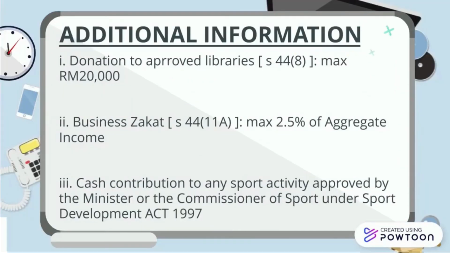Next, one of the approved donations is donation to approved libraries. It can be deducted if the amount of cash contribution does not exceed 20,000 ringgit Malaysia. For the business zakat, it shall be given tax deduction. The deduction will be the lower of 2.5% of aggregate income. A cash contribution to any sport activity approved by the Minister or the Commissioner of Sport under the Sports Development Act 1997 is also allowed a deduction.